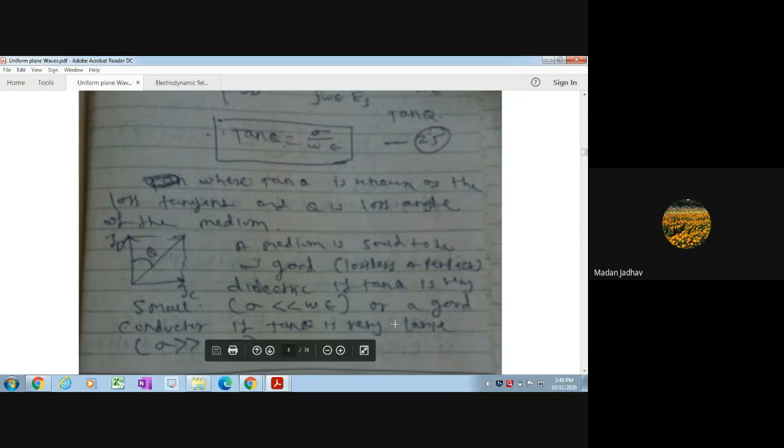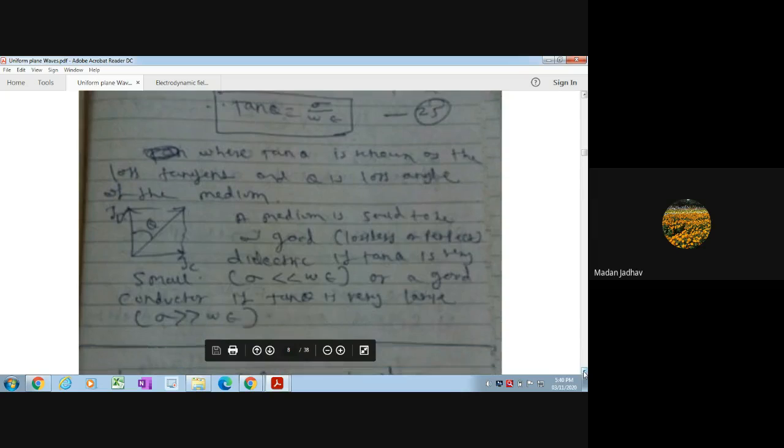Now when the medium is a good conducting medium, then sigma, the conductivity of the medium, is far far greater than omega into epsilon. In that case, the loss tangent is greater, that is, the tan theta value is very large. These are the two techniques to identify the type of the medium, whether it is a perfect dielectric medium or a good conducting medium. You can identify just by using this equation. If sigma is far far less than omega into epsilon, then we can say that the medium is a perfect dielectric medium.